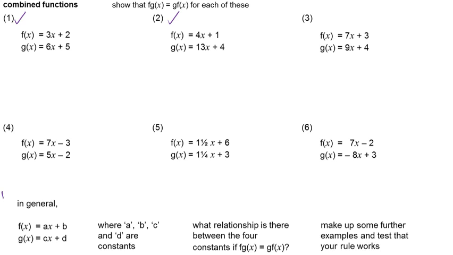Now, once you've done that, if you want a challenging extension, it's asking you here in general terms. If we think of f of x as a times x plus b and g of x as c times x plus d, where a, b, c and d are constants, so just numbers, looking for the relationship between those four digits. Okay, so if you want an extension, that's quite an interesting area to explore. So pause the video, have a try with these. Answers will be on Show My Homework. I'll also put them up on the next slide here, just in case that's useful.